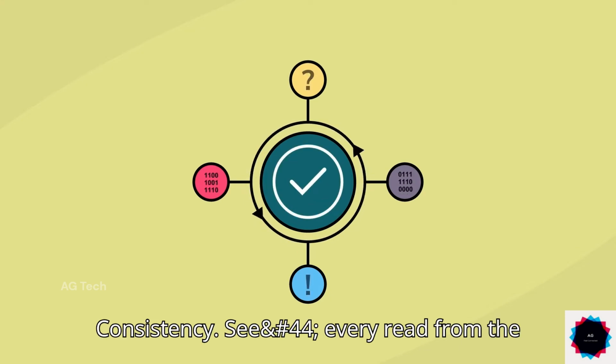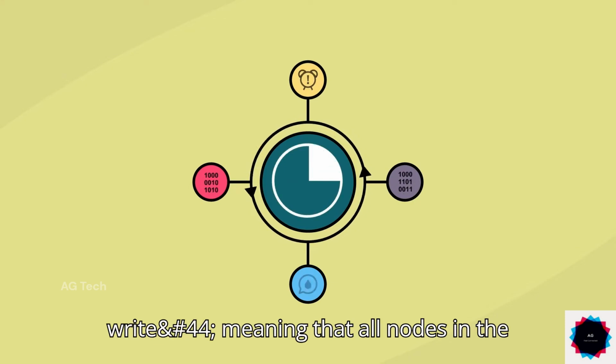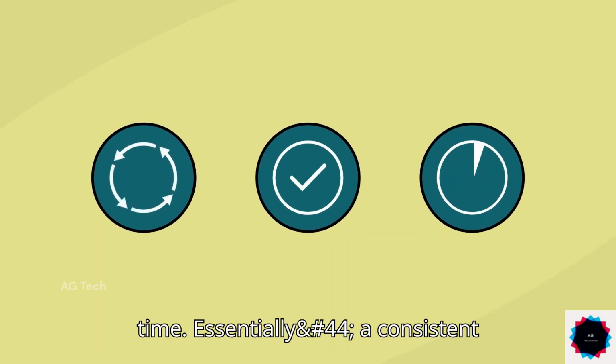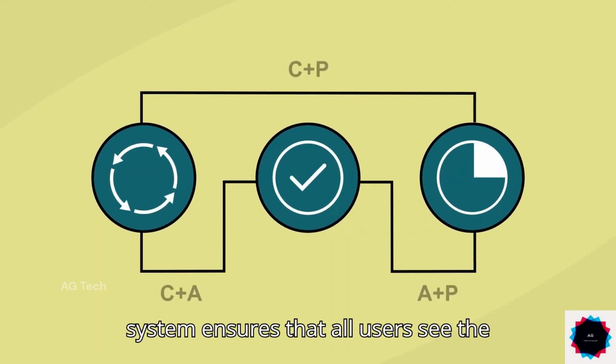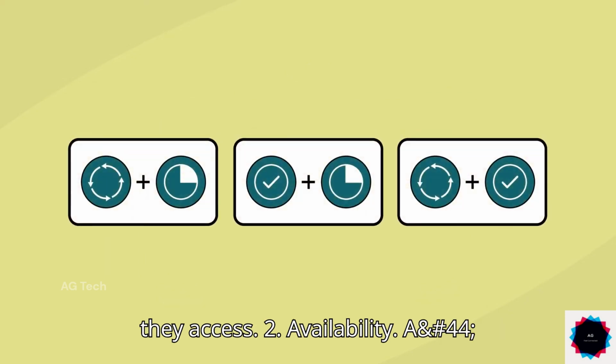1. Consistency. Every read from the database returns the most recent write, meaning that all nodes in the system see the same data at the same time. Essentially, a consistent system ensures that all users see the same data, regardless of which node they access.